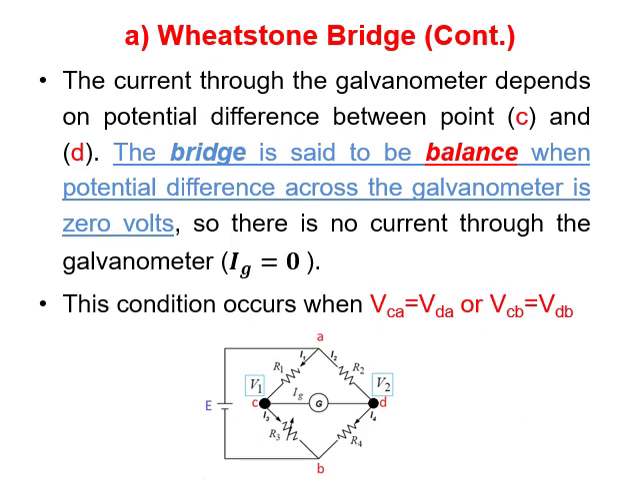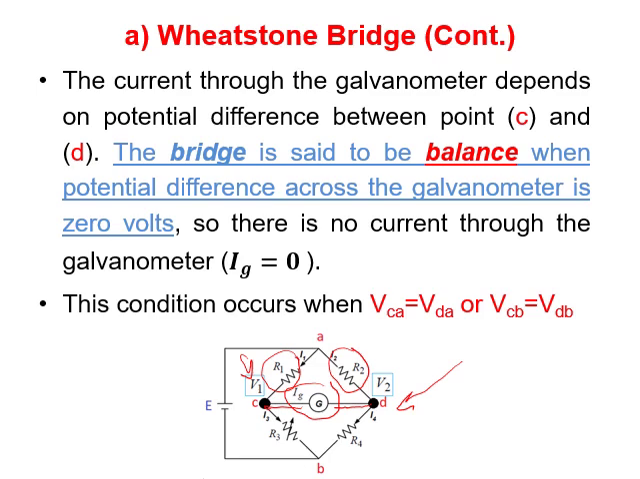What is the balance condition? The balance condition is when the voltage V1 at point C and the voltage V2 at point D are equal. If the two voltages are equal, the current flowing between them through the galvanometer is 0, that means Ig equals 0. So we put the galvanometer there to detect the balance point. The balance point is when the current Ig equals 0. The condition of balance is when VCA equals VDA. When this voltage equals this voltage, we say that the bridge is balanced.